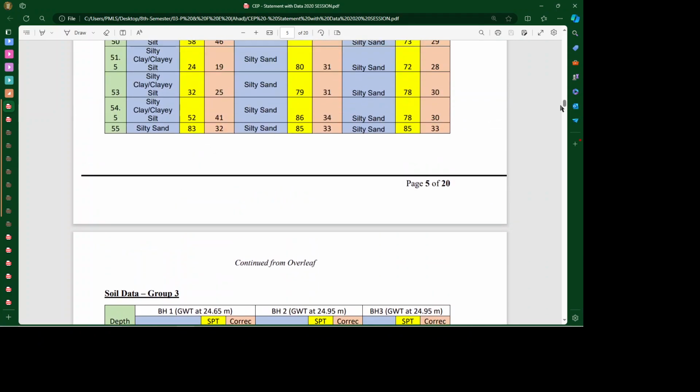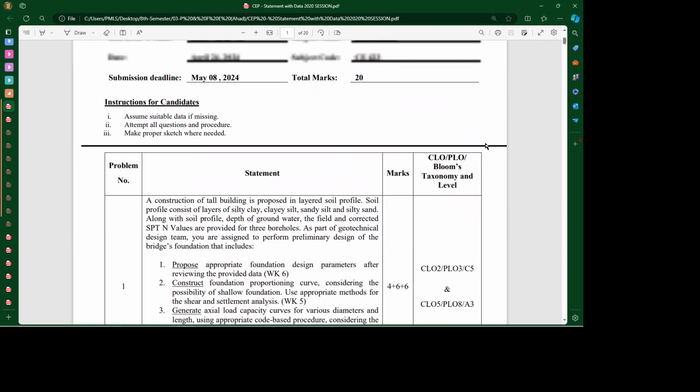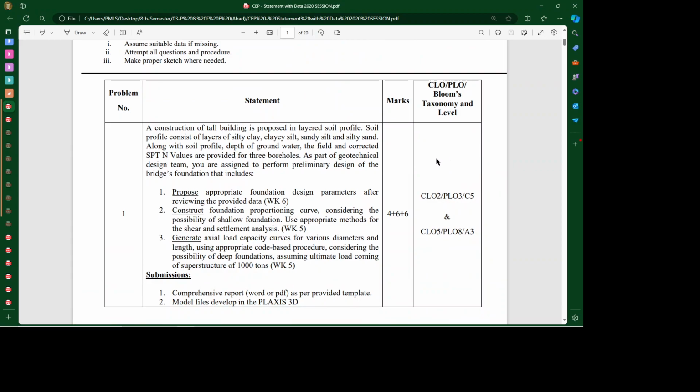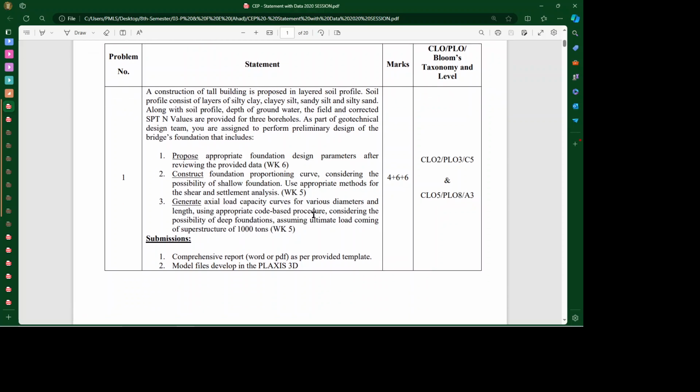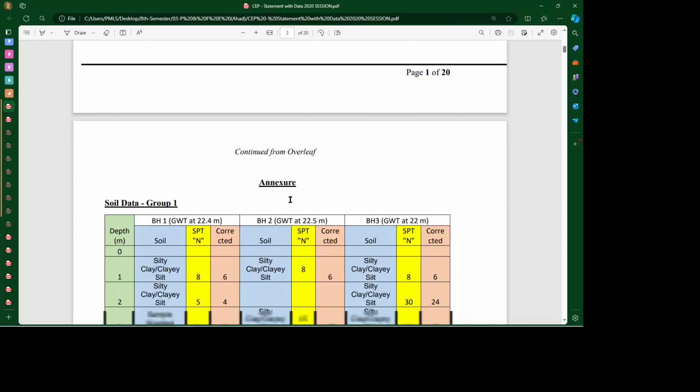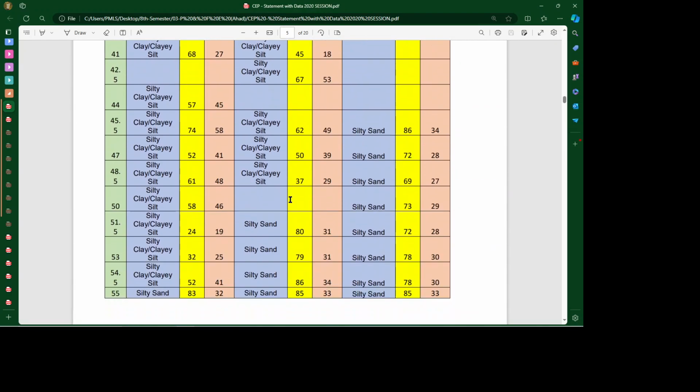So we are going to solve this problem. This is a CP assigned by Sarahat. The first one, set the appropriate foundation design parameters. We need to select the correlation based on the literature to find out the cohesion and friction angles from the SPT-N values for each layer. And the second one, to proportion the foundation. And then to find out the settlement of the foundation at the different soil layers. So I am going to solve for the group 3 data.